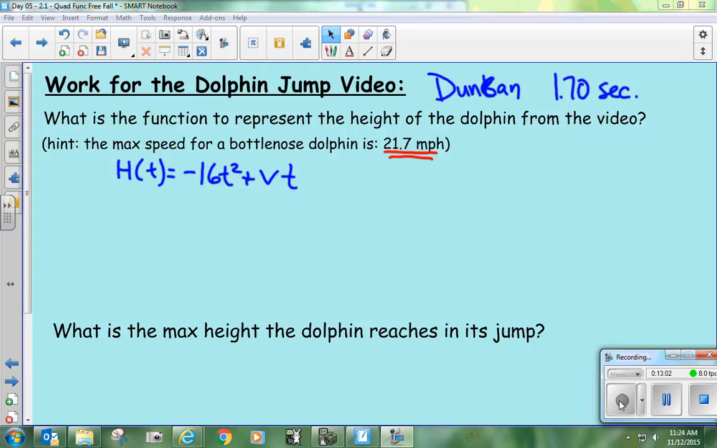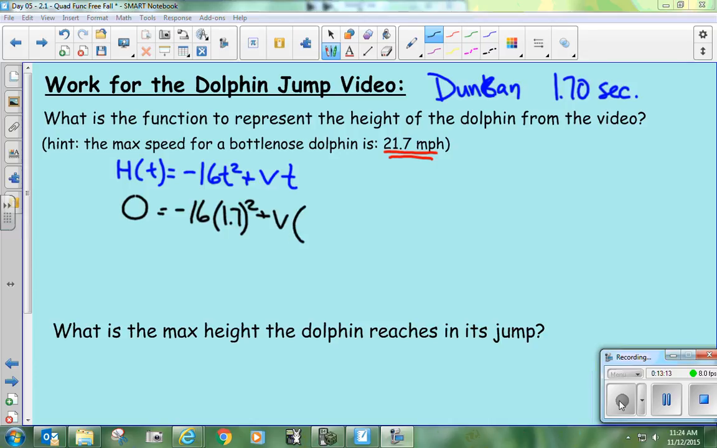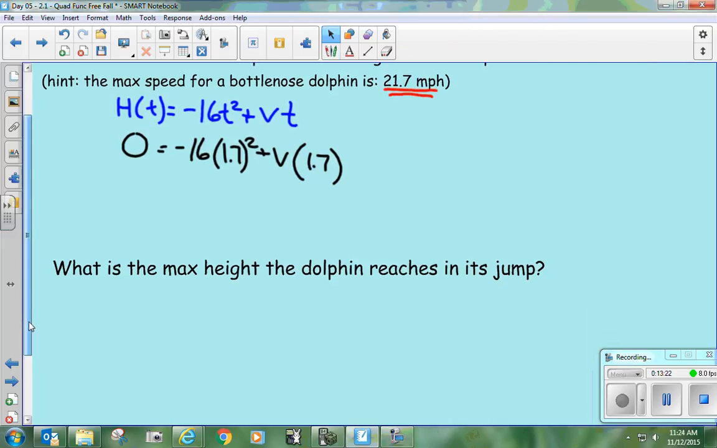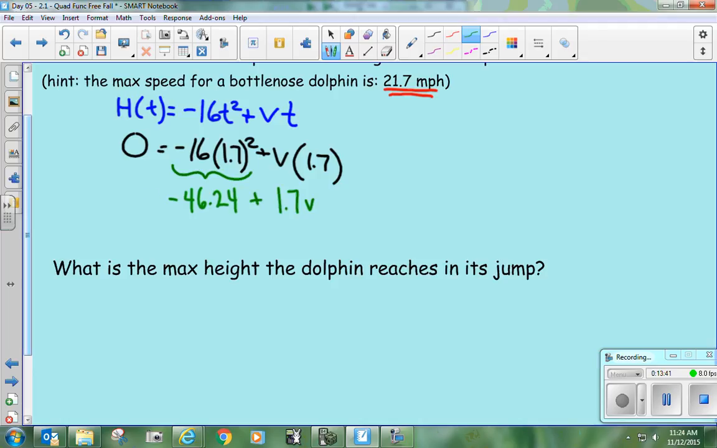So, we know that our end height was 0, correct? Yep. Negative 16, time is what? 1.7 seconds, squared, plus v times time again, which is 1.7. I need to solve for v, for velocity. What is negative 16 times 1.7 squared? Negative 46.24. Plus 1.7 times v equals 0.